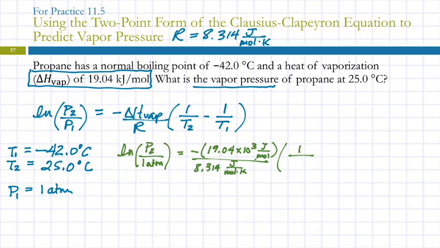T2. Can I put 25 degrees Celsius in there? No, I have to use Kelvin. So this is equal to 298.15 Kelvin. Minus 1 over, if I take negative 42 and add 273.15, I get 231.15. 231.15 Kelvin.